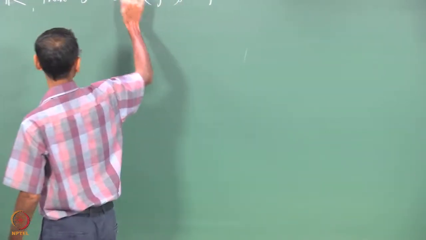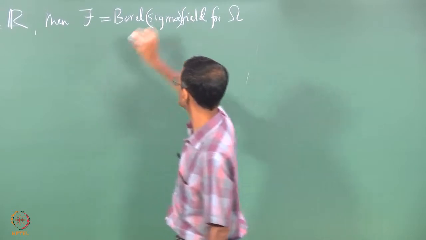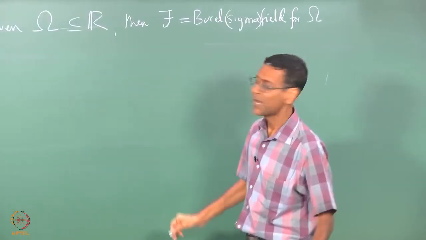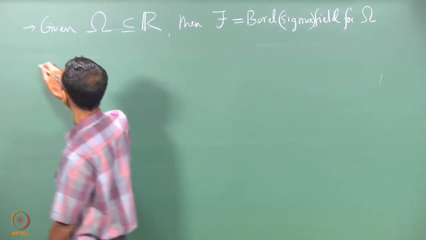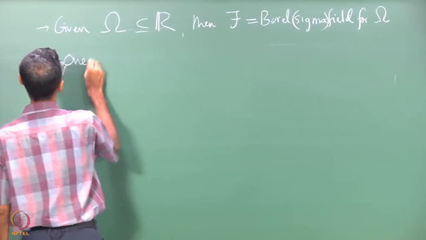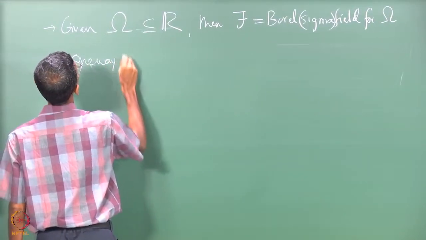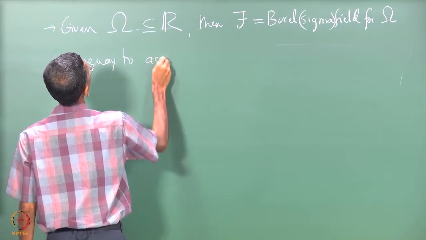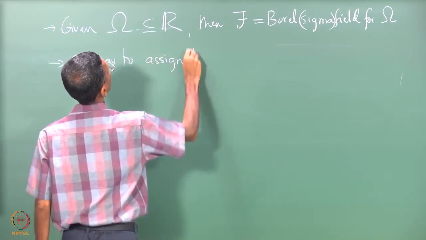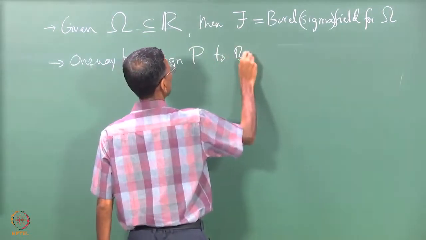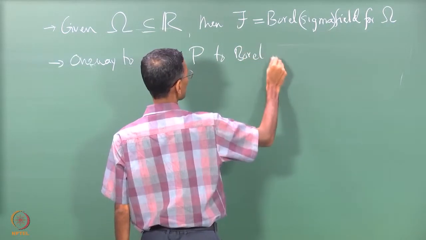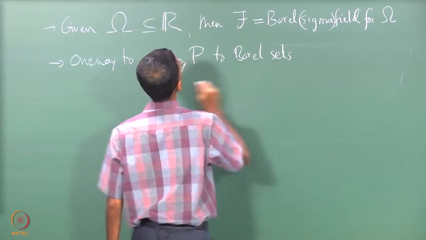So this collection of sets are going to be assigned probabilities. How we are going to assign probabilities? One way of assigning probability is the, and members of this Borel field are called Borel sets.